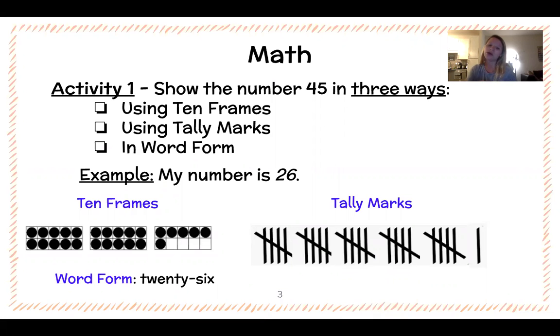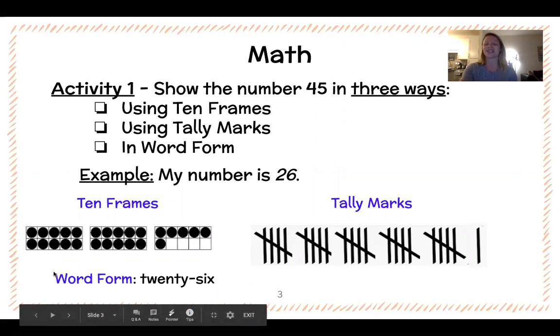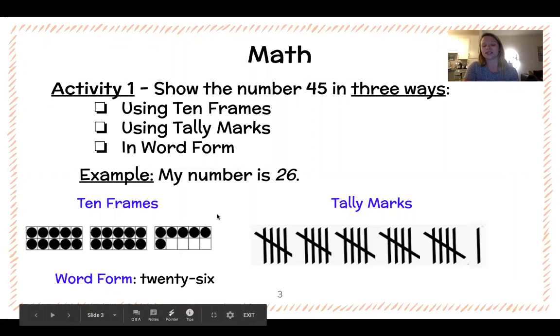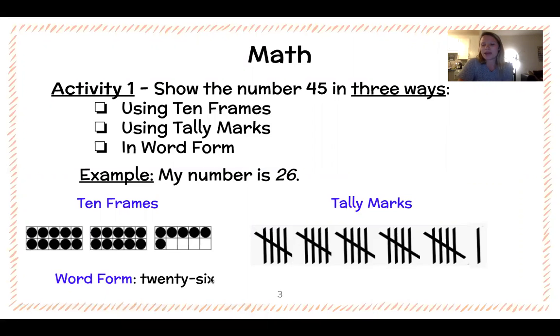So for example, we posted the number 26. In 26, there are 2 tens. So we have 2 full 10 frames filled up and then 6 in the third 10 frame. Tally marks, you will write out each one and then you'll have 5 in each group and any left over. Then you'll write it in word form, so 26. Make sure to just tap it out the best you can and sound it out.